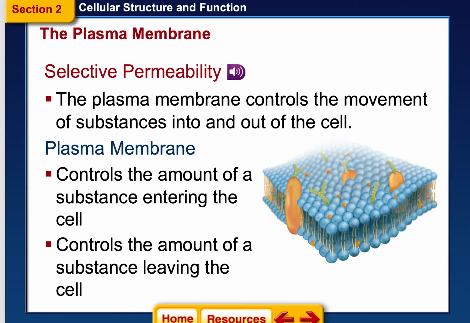Now, the plasma membrane controls the movement in and out, but it is very, very selective. Selective permeability is the way we describe the cell membrane because it's very picky. That's what selective means. And permeable means that it can pass through. So it controls the amount of substance coming in, and it's going to control the amount of substance coming out.